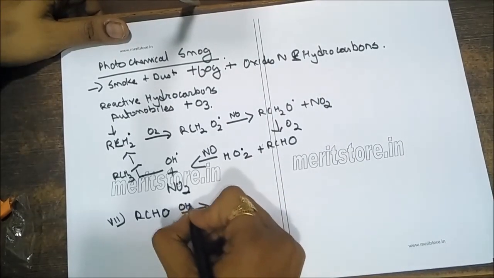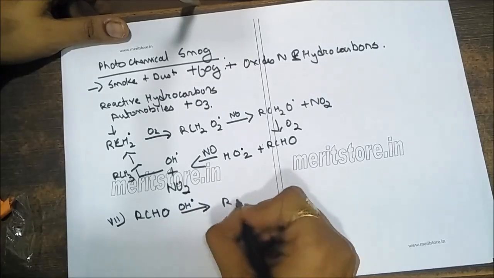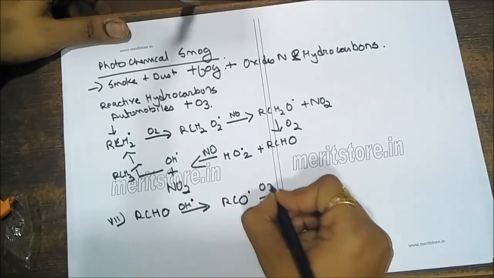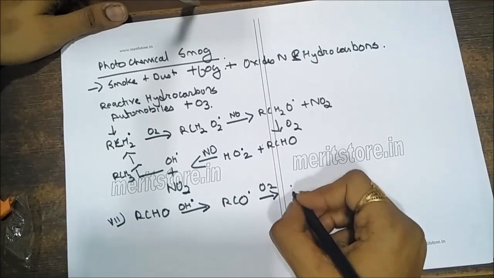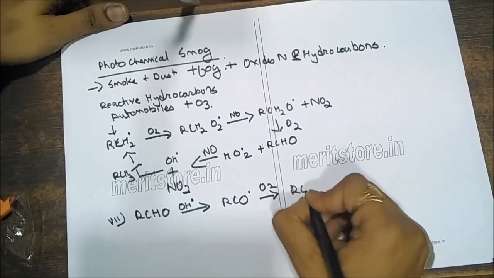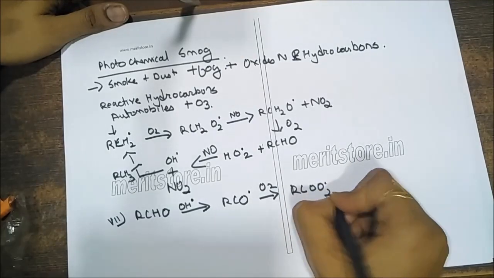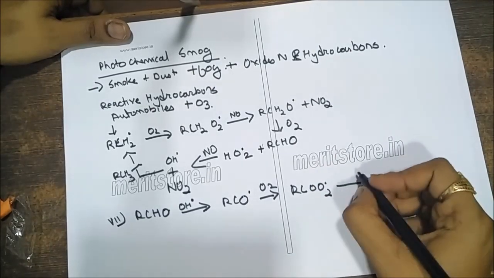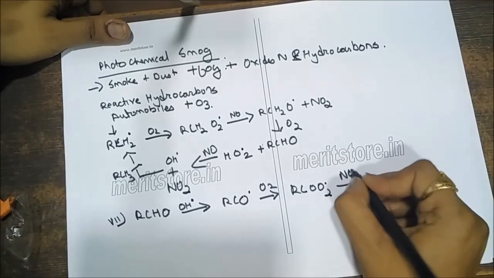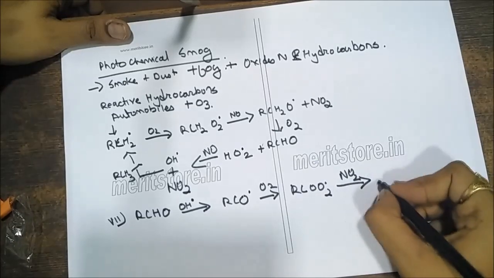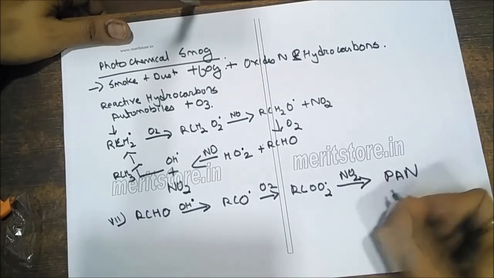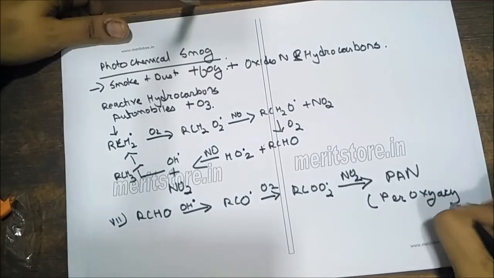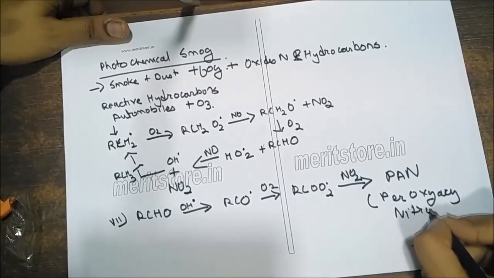Okay, then what also can occur is this aldehyde which is formed can react with the hydroxyl radical, producing an acyl radical, okay, which in turn will react with oxygen to form a peroxyacyl radical. The peroxyacyl radical finally reacts with nitrogen dioxide to generate PAN. PAN is peroxyacyl nitrate.